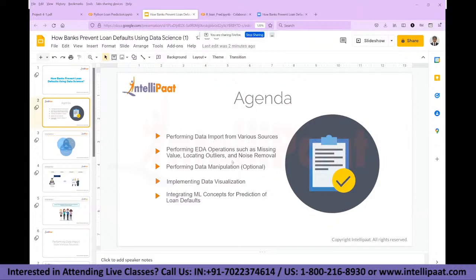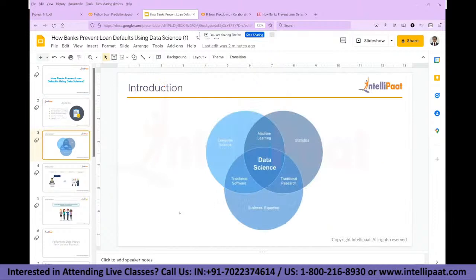Then implementing data visualization, just to get an idea about the visuals or charts that we'll be making, like box and whiskers plots or histograms and such, right? And then implementing machine learning concepts for loan defaults. Before we go ahead, just to get an understanding of where we are among all those buzzwords that you hear in the market, right? About data science, machine learning, AI, all combined together. People don't usually have that clarity. So this slide is just to give you an understanding of that clarity.